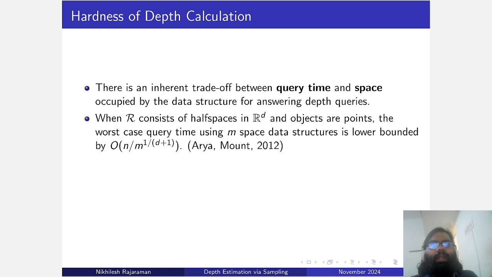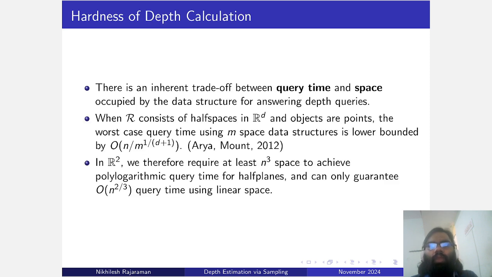So what does this mean for us practically? If we look at 2D in R2 and we try to understand how well we can answer range counting queries for half planes, what this result says is that if we're allowed to use only linear or slightly superlinear space, then the query time we can hope to achieve is only something like n to the power of 2 by 3 by this lower bound. Because here d is 2, so in the denominator if you plug in m to be n, it becomes n by cube root of n, which is n to the power of 2 by 3.